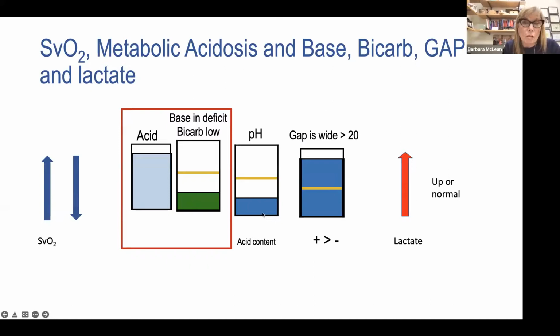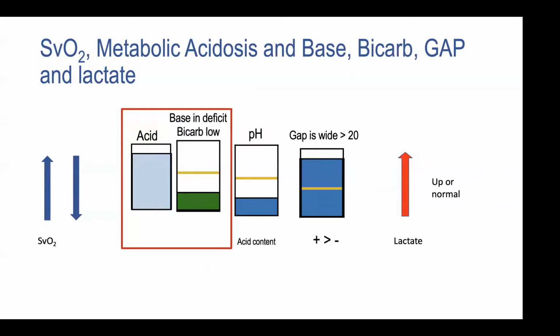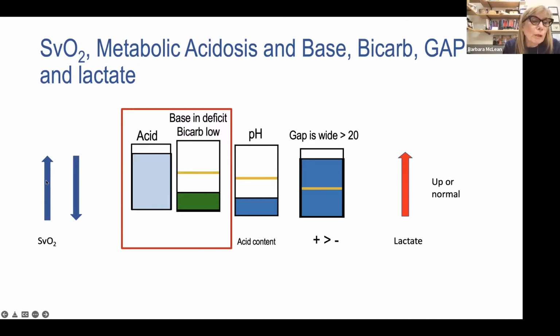The pH may also drop, depending on if the patient's compensating. What's really important is the gap gets wide, the lactate level usually goes up, and your SvO2 may be up or it may be down. If it's down, you're going to use fluids, inotropes, and red cells. If it's up, you're going to appreciate that you have a microcirculatory deficit.